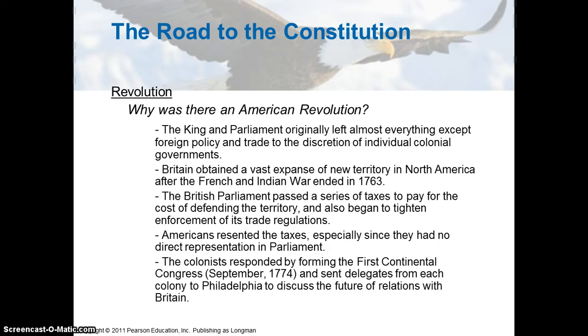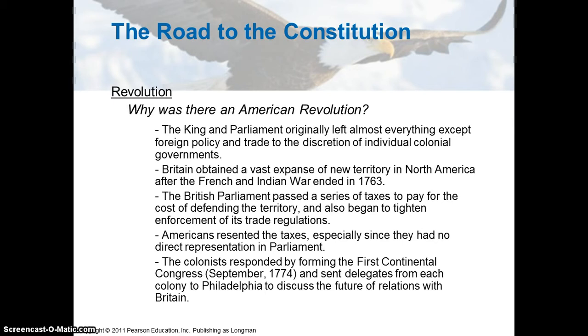Communication wasn't the best. There was no internet. There was no electricity. I know it's hard to fathom. The King and Parliament left pretty much everything in the colonies up to the colonies, everything except their foreign policy. So the colonies couldn't deal with individual countries on their own. And trade, all trade, it was raw materials go to England to be processed there. The trade was solely with England, not anyone else.